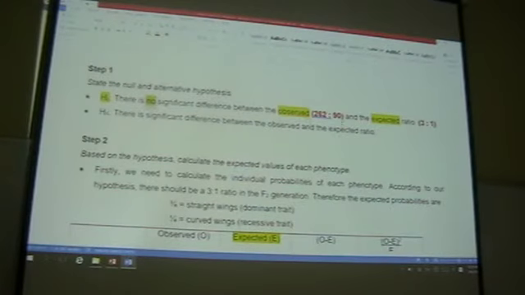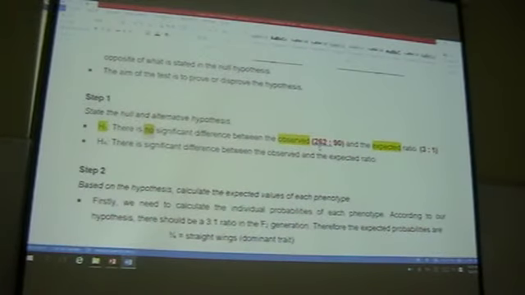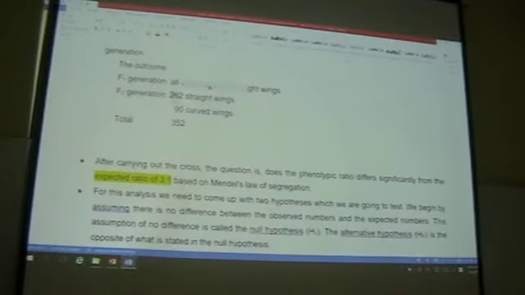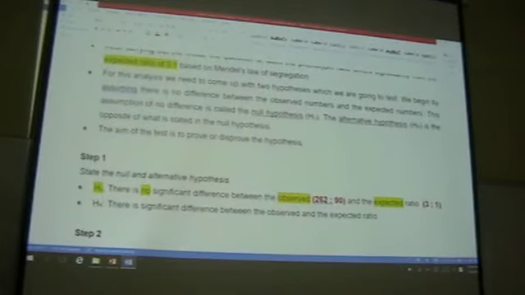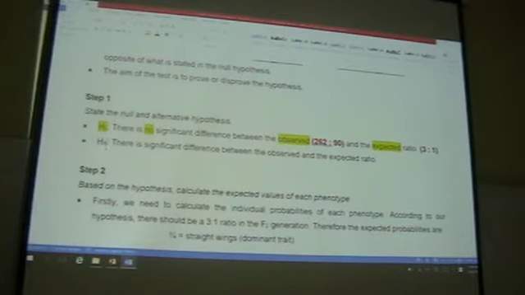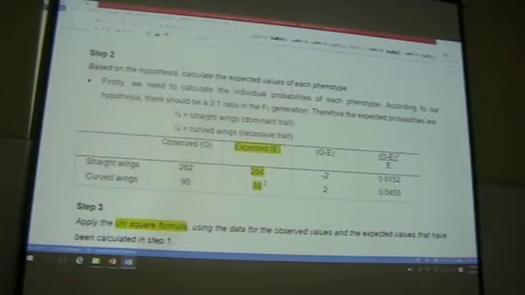Between observed and expected. The observed is 262 and 90. Do you know where I get this data from? From the experiment, 262 and 90. And the expected is 3:1. So H0 is no significant difference. The alternative hypothesis HA is there is significant difference. And then this is math, you know how to count?